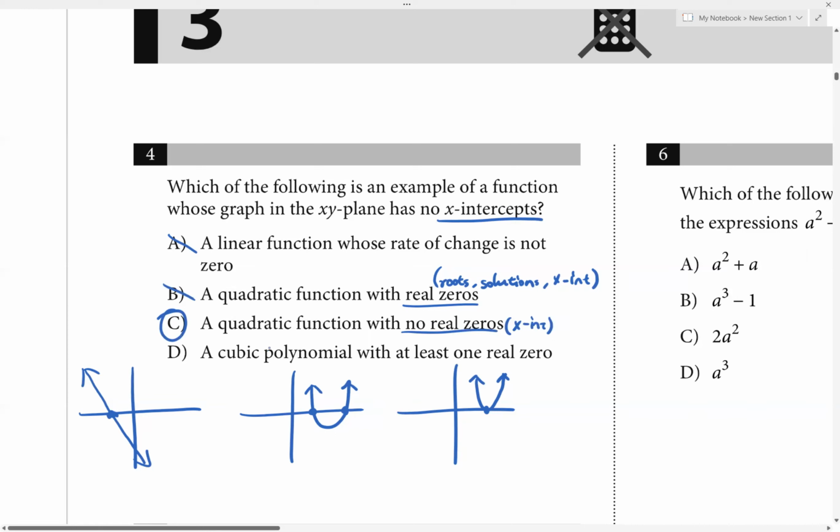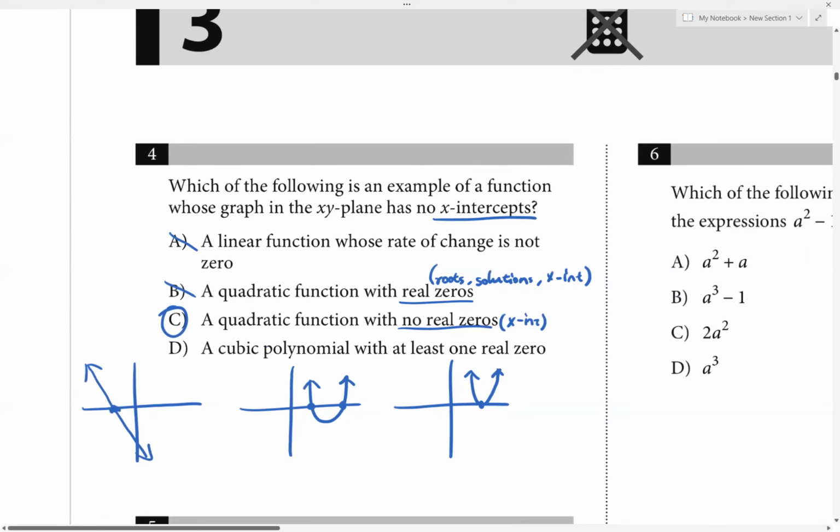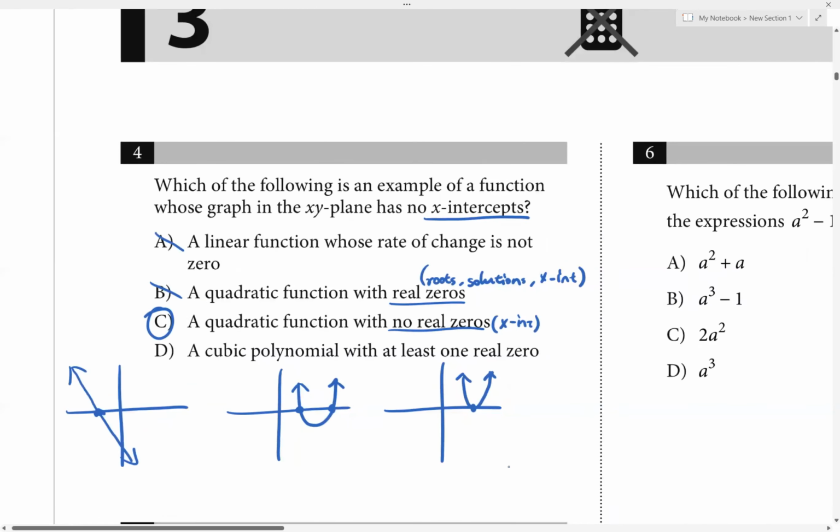And if you look at D, it says a cubic polynomial with at least one real zero. Again, it has a real zero, so it has to go through the x-axis, right? A cubic function is like an S-shaped graph, but again, it says it has at least one zero, so it has to go through the x-axis. Okay, so not D. So for number 4, our answer should be C here.